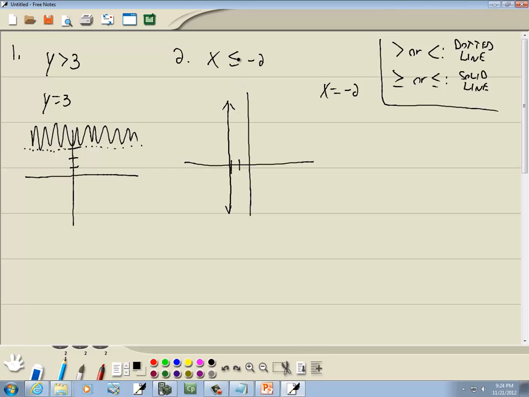Like that. Now, since it's less than, that means we shade to the left. If it was greater than, we'd shade to the right of that line. And that would be your answer.